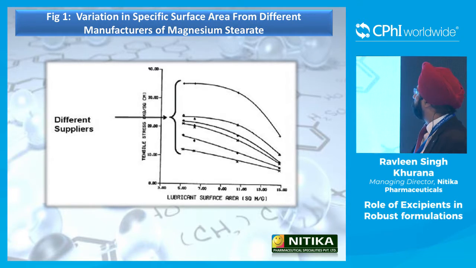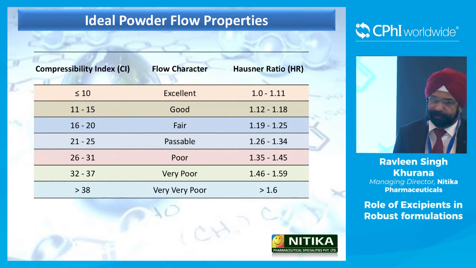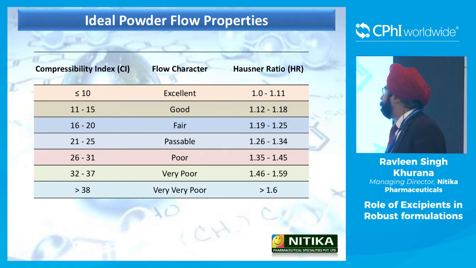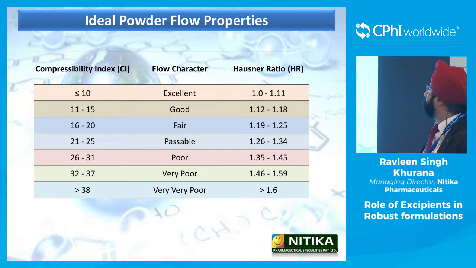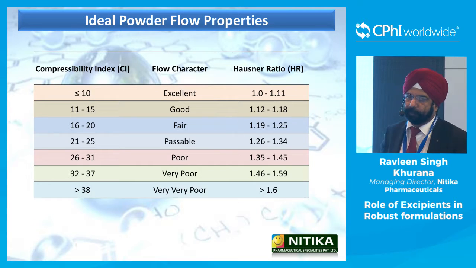So these are the marketed preparations with respect to surface area. We found a lot of variation. Now we look at the ideal powder flow properties. One is the Carr index, or the compressibility index. The other is the Hausner ratio. If it is less than 10, the Carr's index is perfect. If it is going to touch 38, it's bad. In the same way for the Hausner ratio, 1 to 1.1 is excellent. If it touches 1.6, it's not a very good Hausner ratio.